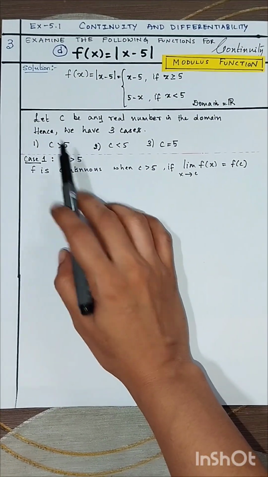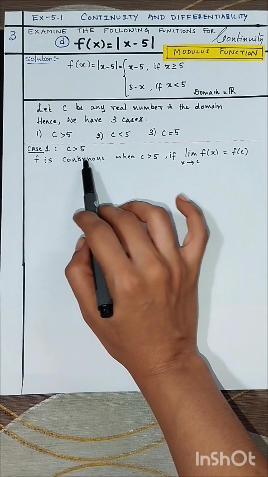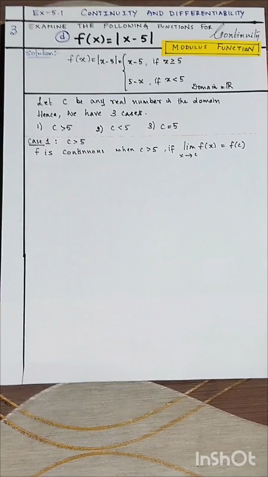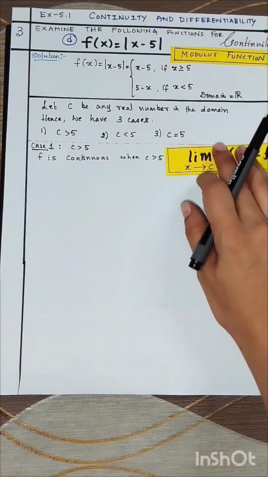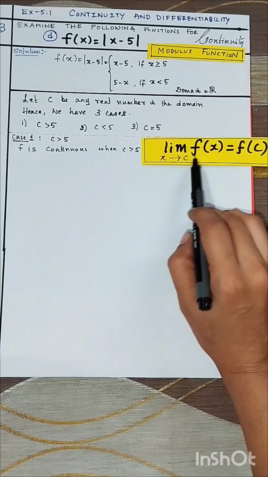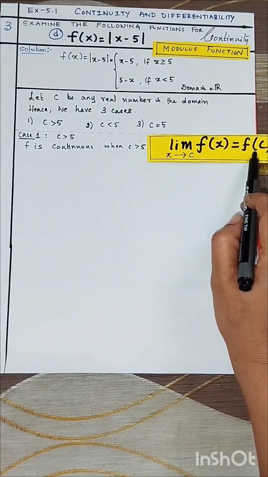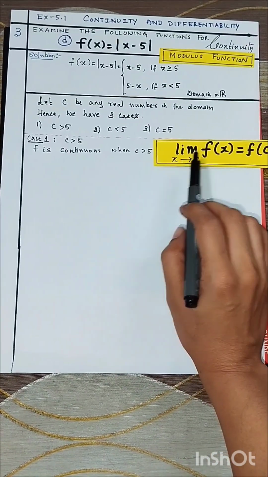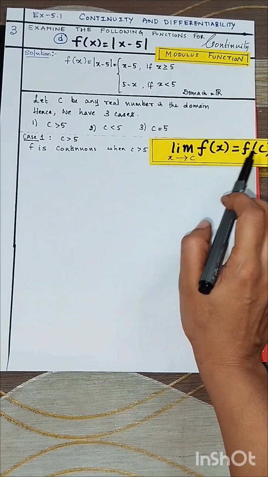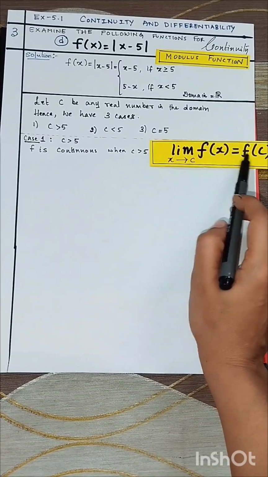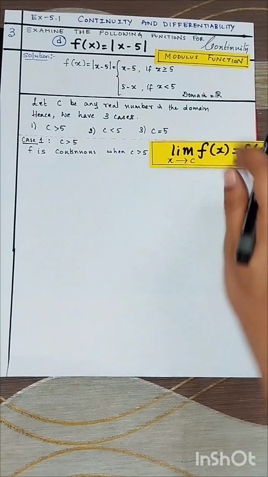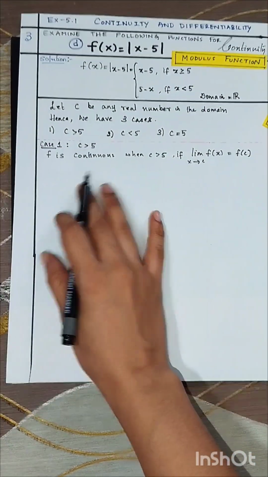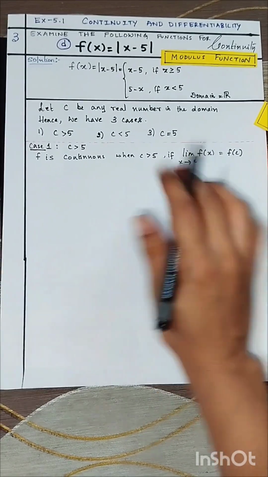Case 1, C is greater than 5. Now we will check whether the function is continuous when C is greater than 5. So what is the condition for continuity in that domain? When limit x approaches C, f of x is equal to f of C. So this condition will be used for both case 1 and case 2. So here we have to first find LHS, find RHS, and check whether they both are equal. That's what I have written here, LHS and RHS. So first we will solve for the limit.